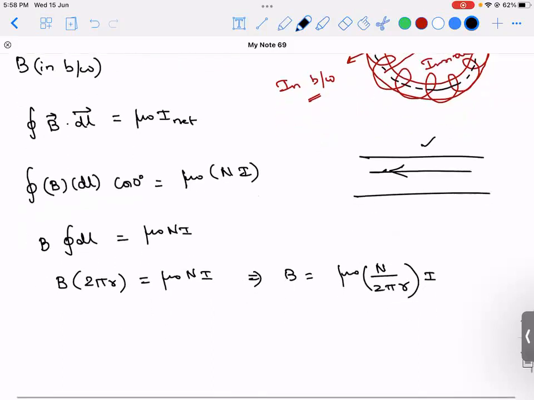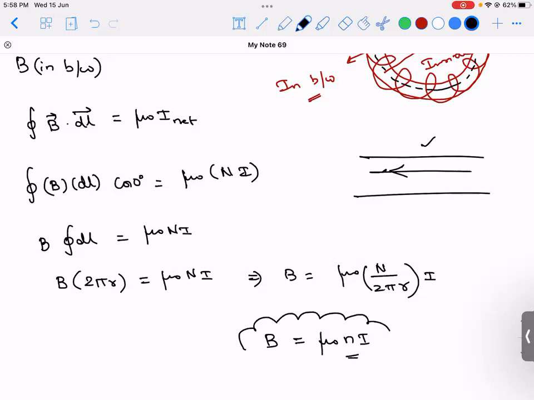Correct? So what is n divided by 2 pi r? Number of turns per unit length. So mu naught into small n into I. So what are you able to understand? Whether you talk about a solenoid or a toroid, the magnetic field inside is still going to be how much value? Mu naught times n into I, where small n always represents the number of turns per unit length. So this is what you need to remember. Is that clear? Okay, with this, we are done with this chapter.